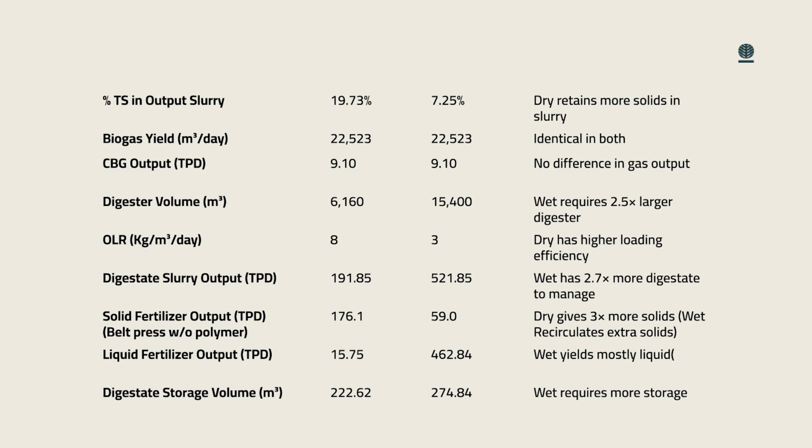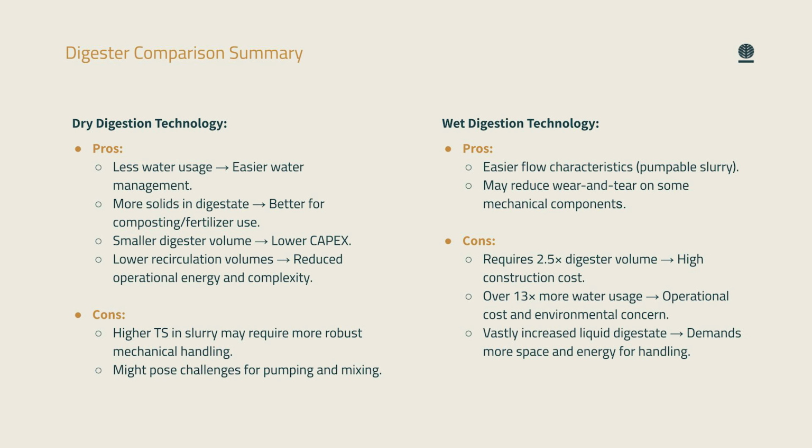Many people say there's a difference in CBG generation, but it is the same in both. When you work efficiently with any digester, you get the same CBG. Only the water consumption is less. So now there are pros and cons. Of course, with a dry digester you have less water and no slurry tanks required. So a lot of advantages here.